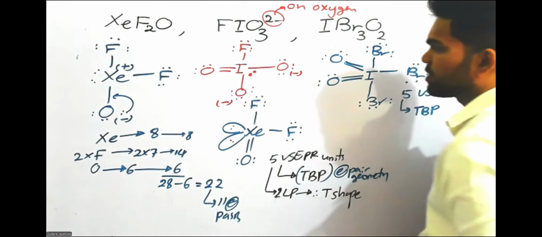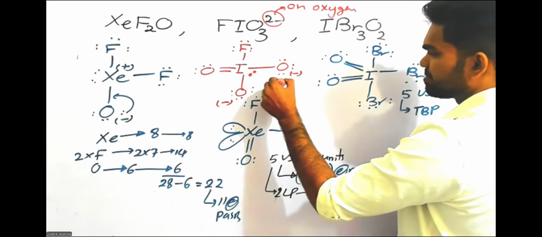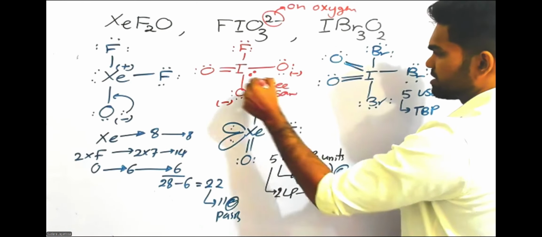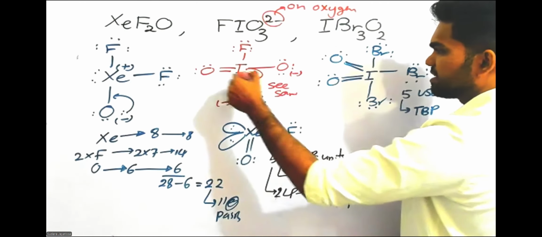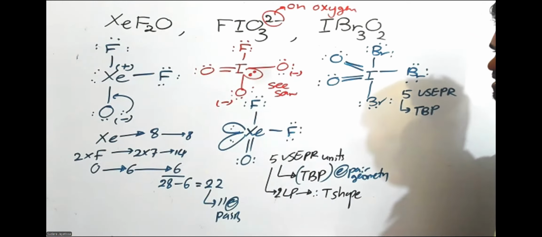Okay, then 7 electrons will be there. So this is going to be seesaw shape. See, 1 lone pair and 4 bond pairs. Seesaw. Yeah, that's a question that you should not miss.